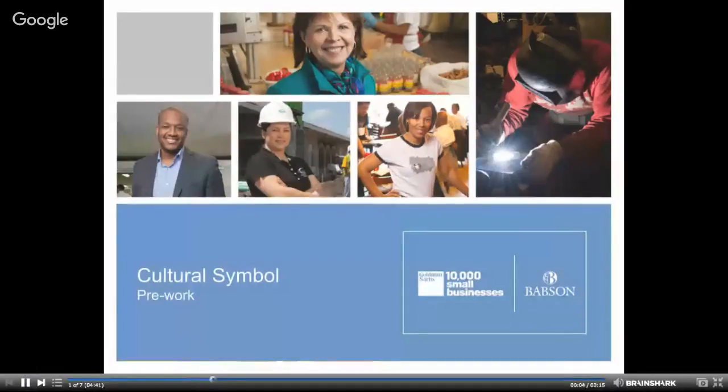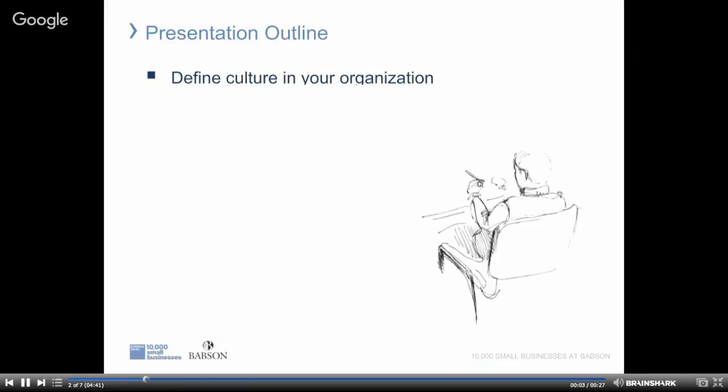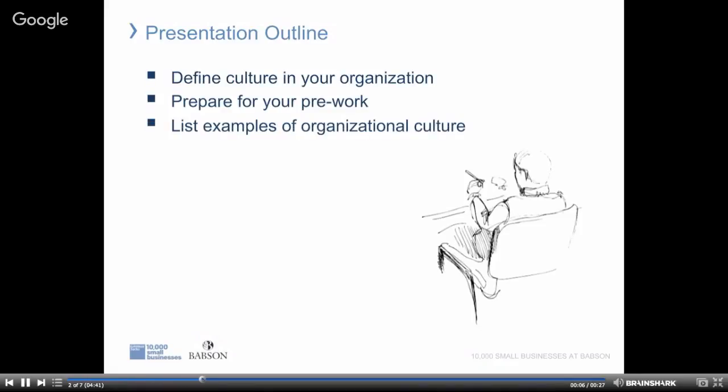In Block 11, it's the people building your organization. We will be considering how your company culture can be a resource to you in growing your business. The purpose of this presentation is to define culture and explain how it's related to your organization, and to present the pre-work that you'll have on culture. And then finally, it's to share some examples of cultural symbols that other Goldman Sachs 10,000 Small Business Scholars have shared with their colleagues.